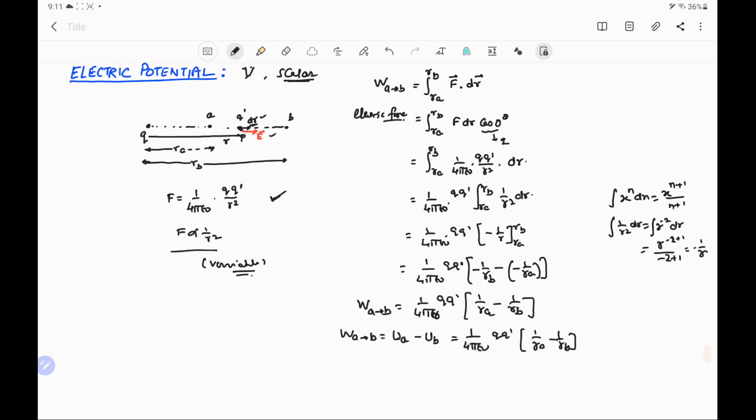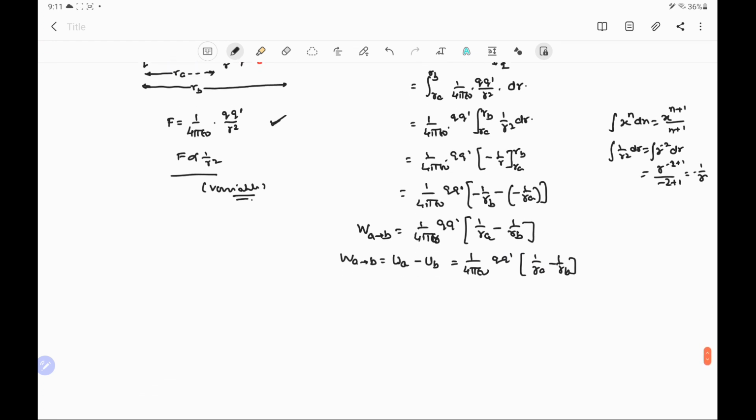Now we check this equation carefully. We see U_A minus U_B is equal to the difference of two parameters which are identical in formula, and comparing that we can put a value U, that is the potential energy, equal to 1/(4πε₀) QQ'/R. For point A, it will be U_A and R will be R_A. For point B, U will be U_B and the distance will be R_B.